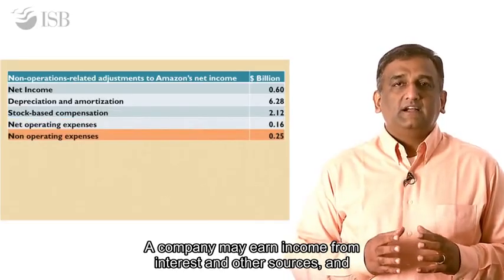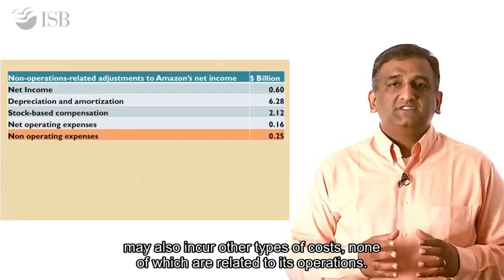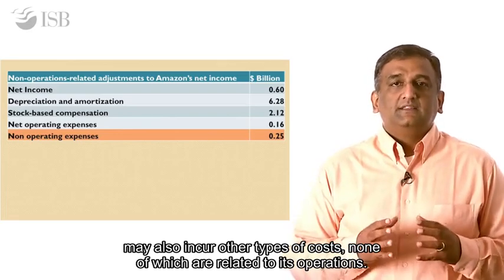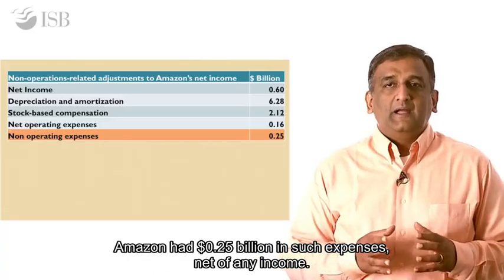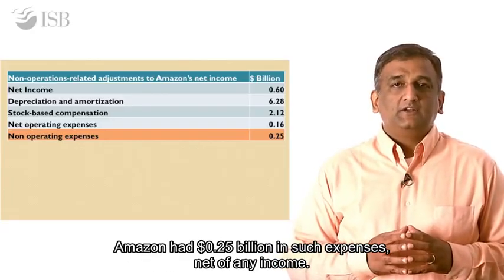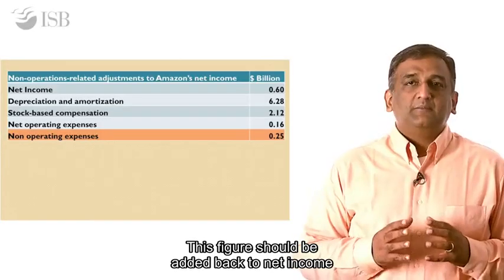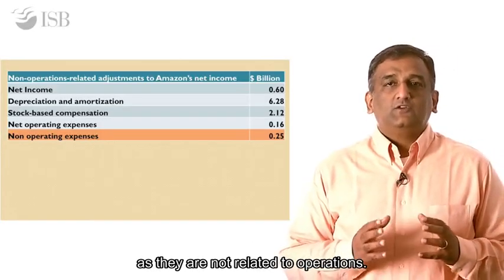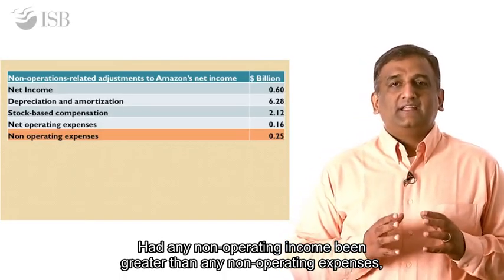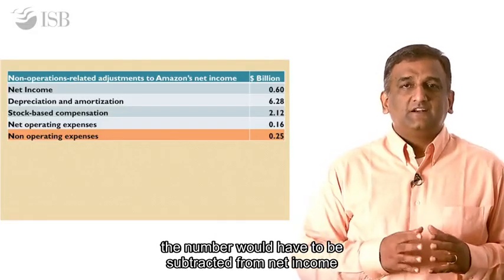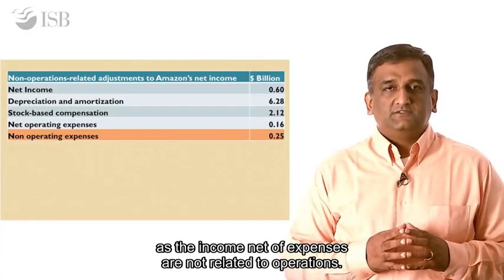A company may earn income from interest and other sources and may also incur other types of costs, none of which are related to its operations. The impact of these non-cash items must be removed from the net income. Amazon had $0.25 billion in such expenses, net of any income. This figure should be added back to net income as they are not related to operations. Had any non-operating income been greater than any non-operating expenses, the number would have to be subtracted from net income as the income net of expenses are not related to operations.